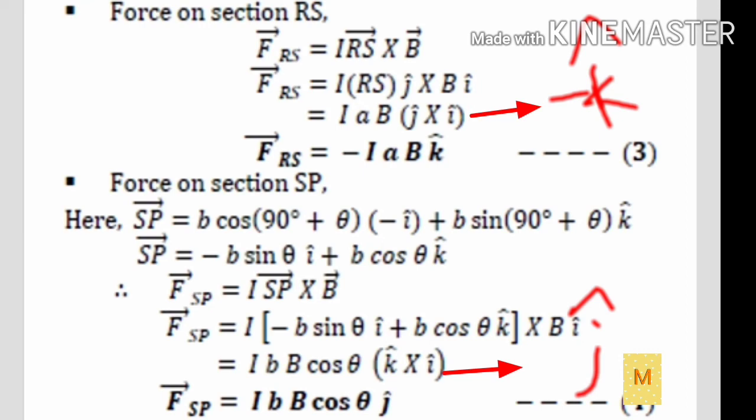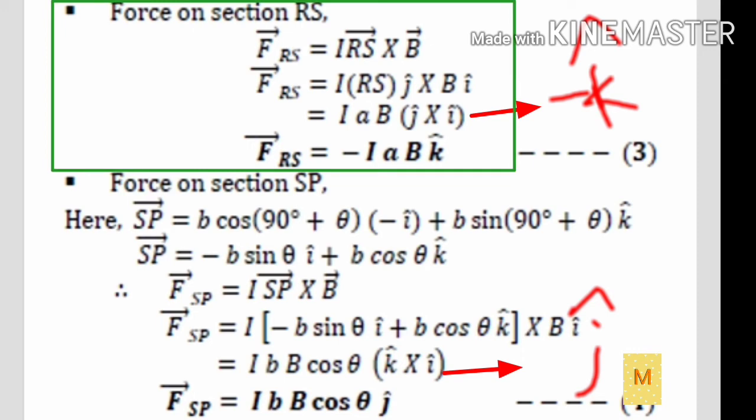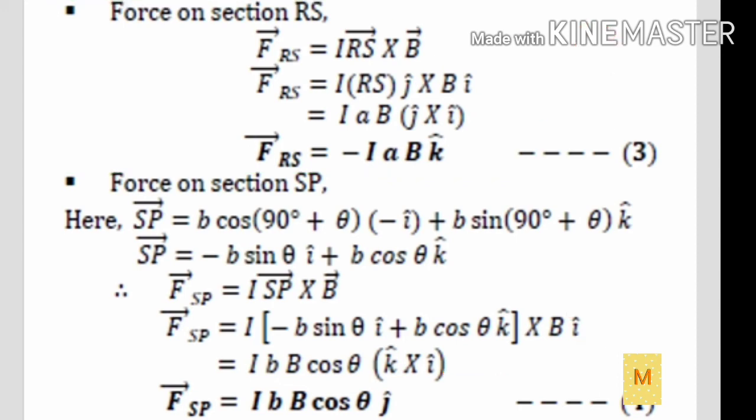Next, the force experienced by the section RS can be written as F_RS vector is equal to I RS vector cross B vector. Here RS vector and B vector are replaced by their unit vectors as j cap and i cap, because RS is acting along the direction of j and B is acting along the direction of i. So the equation becomes I RS j cap cross B i cap, which is equal to IAB j cap cross i cap. Here j cap cross i cap is replaced as minus k cap, which is equal to minus IAB into k cap. This is equation number 3.